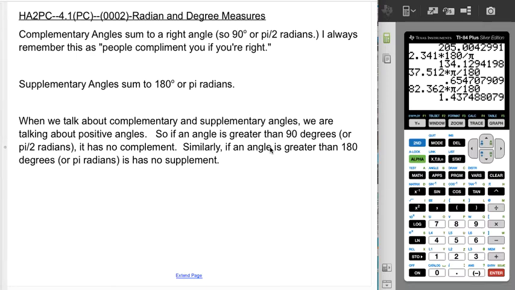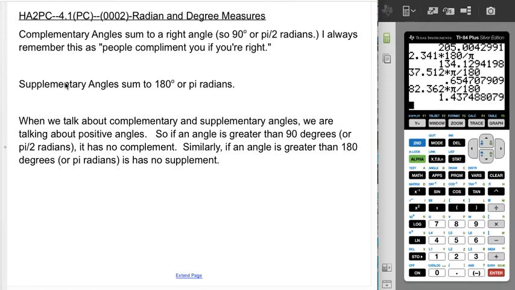So complementary angles sum to a right angle, meaning 90 degrees or pi over 2 radians. I always remember this stupidly as people compliment you when you're right, which is a pun because it's a different complement than the one that's mentioned for angles, but compliment you if you're right helps me remember that complementary are right angles. Supplementary angles sum to 180 degrees or pi radians. One way that I remember this is that you take supplements to make your diet full, and supplementary makes a full line. Whether that helps you or not, up to you.